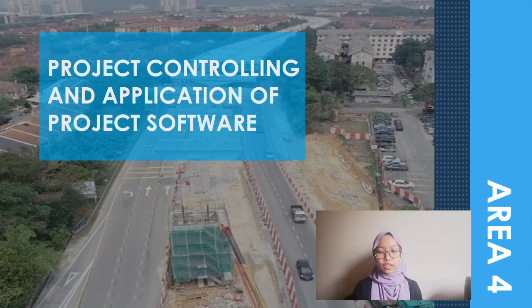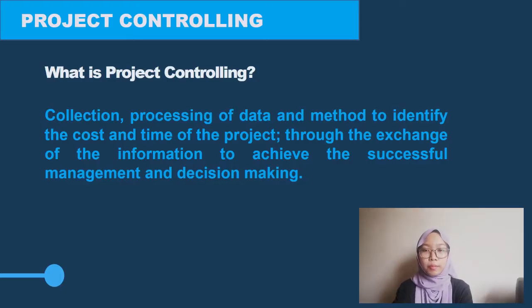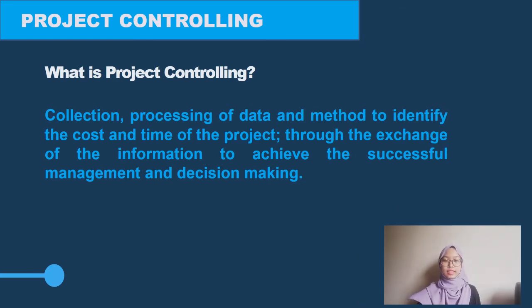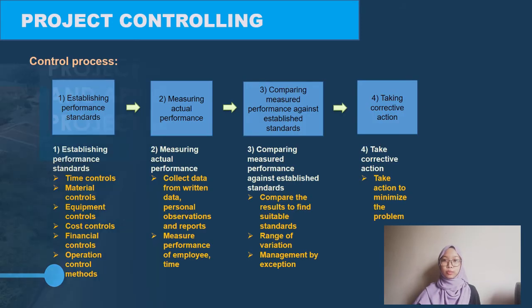Next, I will continue to area 4, which is project controlling and application of project software. Project controlling. What is project controlling? Okay, project controlling is basically the collection of data to make successful decisions. Next, this is the control process for project controlling, from establishing performance standards to taking corrective action.